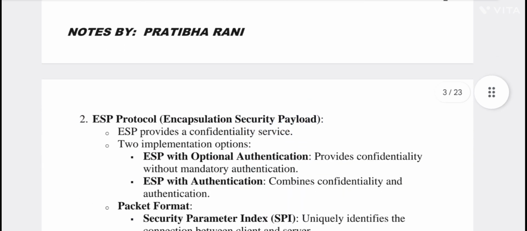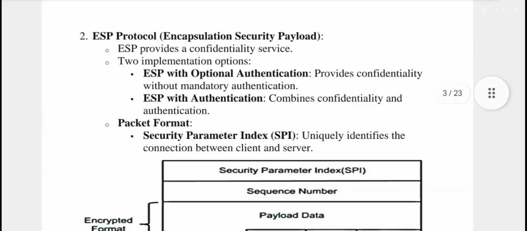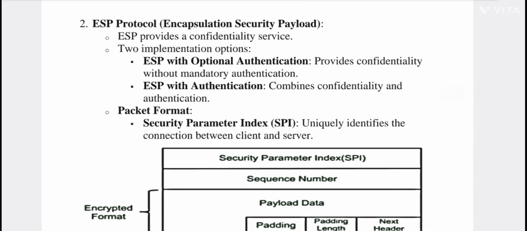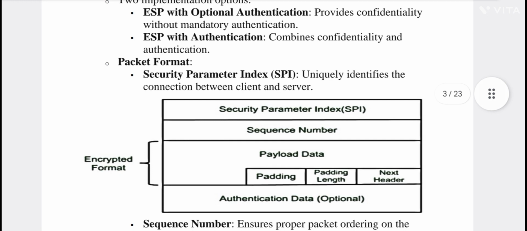The ESP protocol is basically Encapsulating Security Payload and provides the confidentiality service. It has two options, one with authentication and another without. Then there is how the information gets encrypted in the packet format. The packet format includes this table: you can see security parameter index, sequence number, payload data, padding length, next header and authentication data.